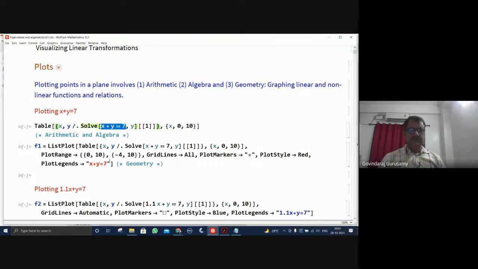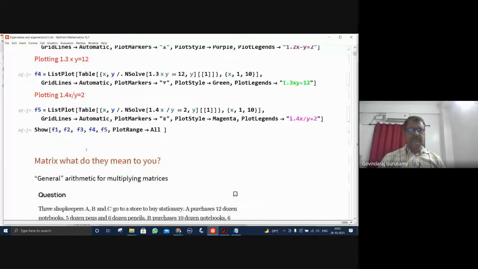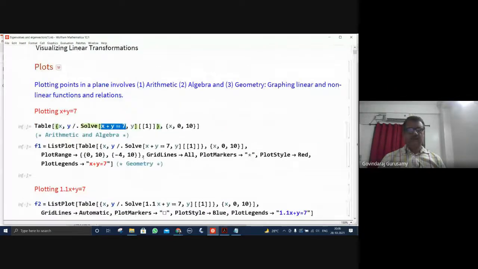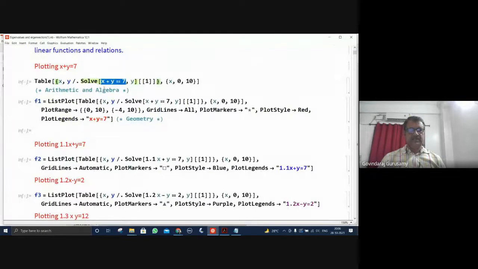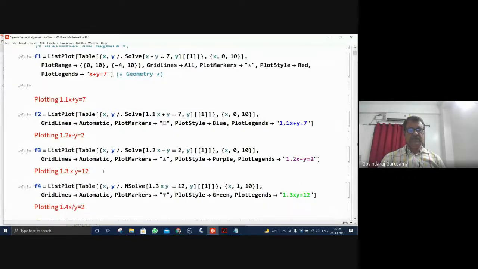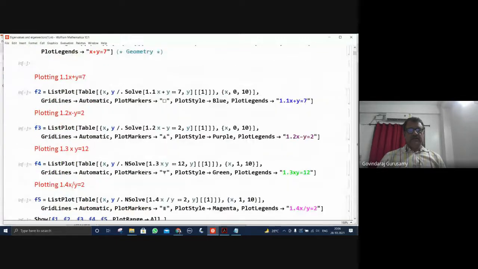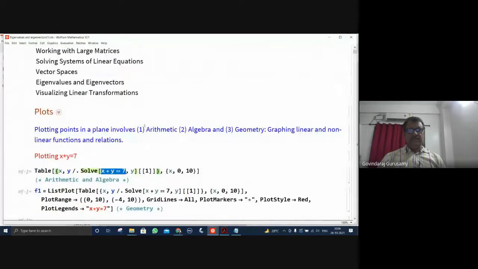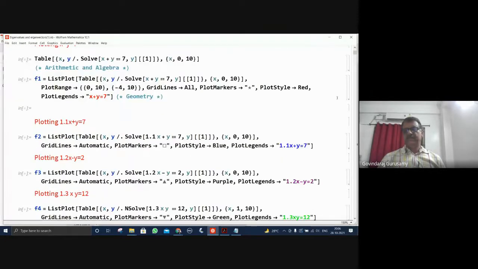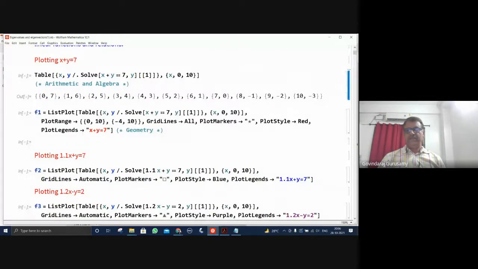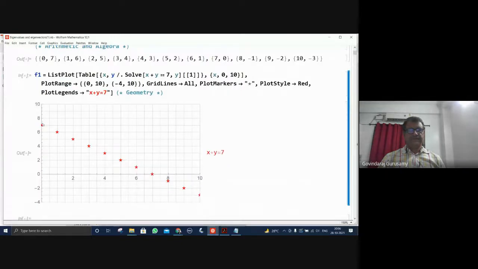Like this, I have listed about 5 or 6 curves, and then I made a plot of them. I leave it to you to go through them and understand how these plots are done with this kind of arithmetic operations. Algebraic operations and the geometry are what you are going to see. All of them are very simple graphs, nothing great here. And this is what your graph is.